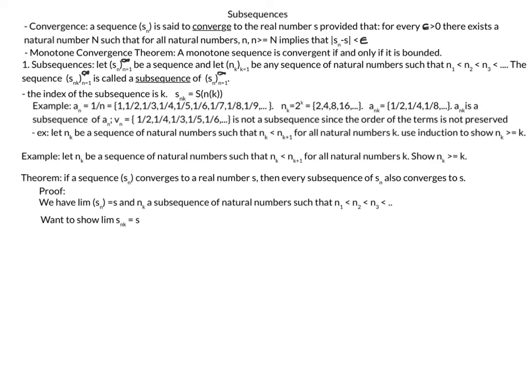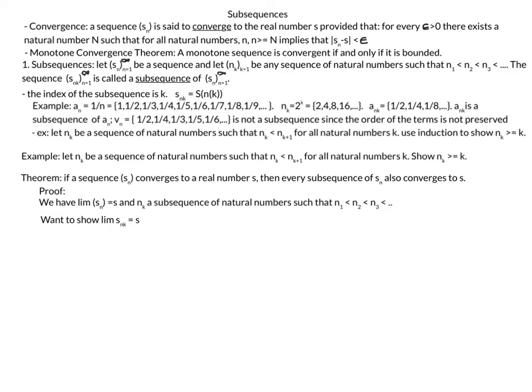So what we need to use is the definition of convergence, and the other thing we're going to use is the results of this example here, because nk, that is the function that tells us which members of our sequence we're going to pick out, nk is a sequence of natural numbers that is strictly increasing.